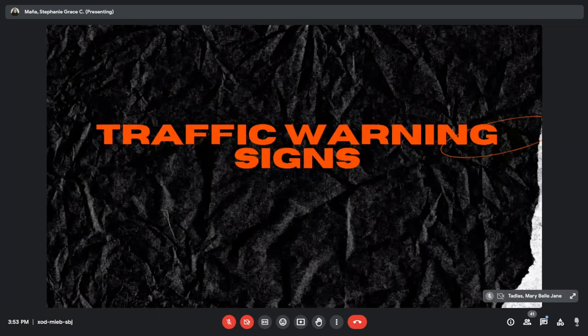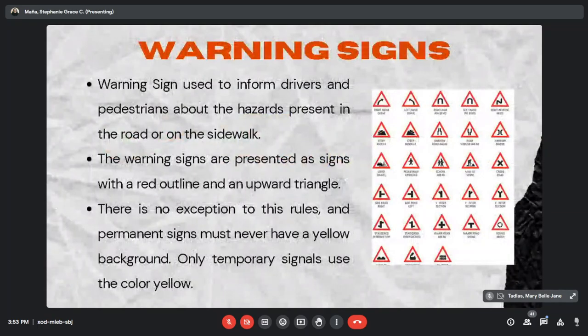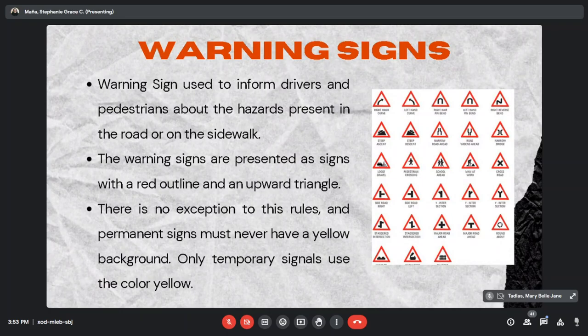So for the traffic warning signs, next. Warning signs are used to inform drivers and pedestrians about hazards present in the road or on the sidewalk. The warning signs are presented as signs with a red outline and an upward triangle, and there is no exemption to these rules. Permanent signs must never have a yellow background, only temporary signs use the color yellow.